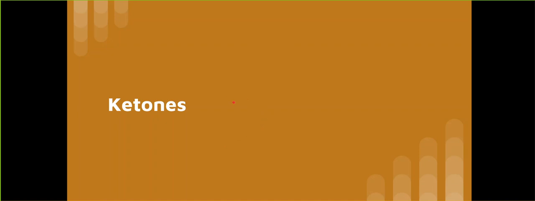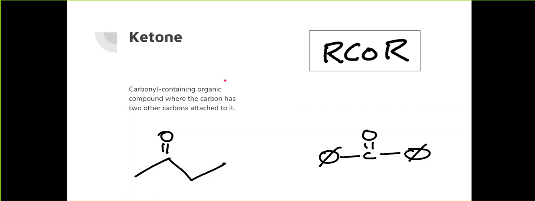Recording. Okay. Yes. All right, so ketones. Ketones are a carbonyl containing organic compound where the carbon has 2 other carbons attached to it. So instead of that hydrogen, if you remember, an aldehyde was RCOH. So this is going to be RCOR. Here we have a situation where we've got a carbon, carbon, carbon, carbon. This carbon here has got 4 bonds. One's to this carbon, one's to that carbon, and then you got the double bond to the oxygen. So that makes this a ketone.